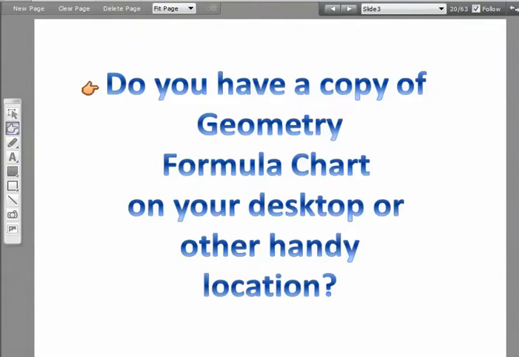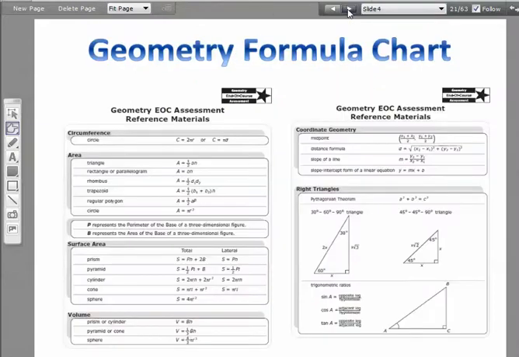And also, do you have a copy of the geometry formula chart on your desktop or other handy location? If you do not, you can find one in doc sharing of your LMS because you're going to need it for the test. And here's what the chart looks like. We're not using much of anything that's over here on this side. Mainly what you're going to be using for your test is all right here.